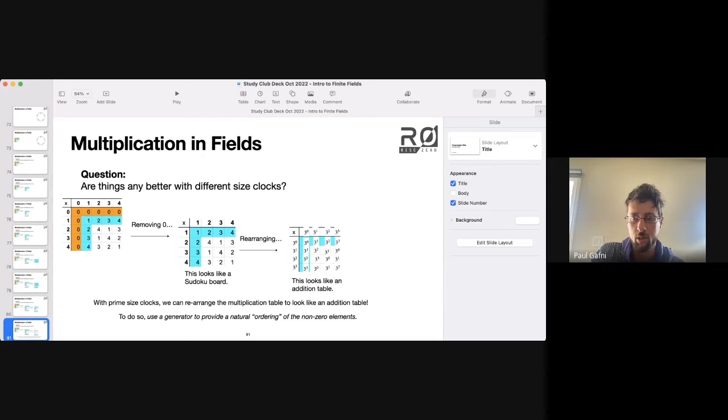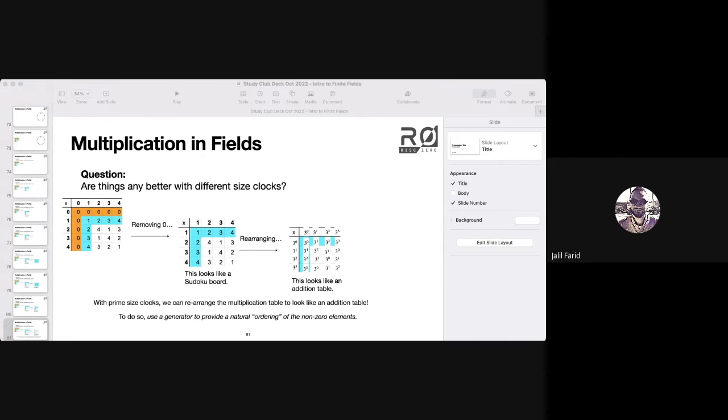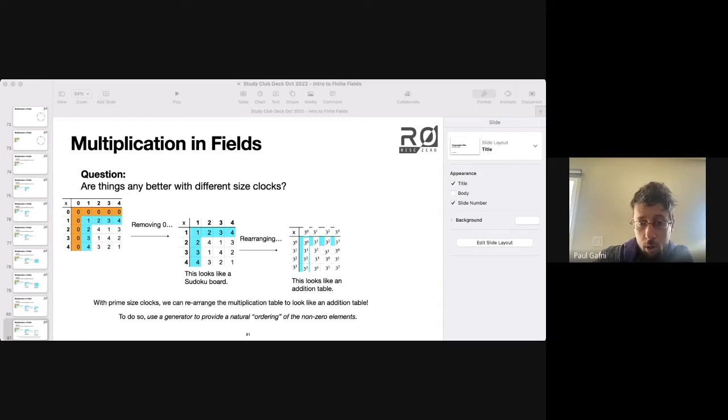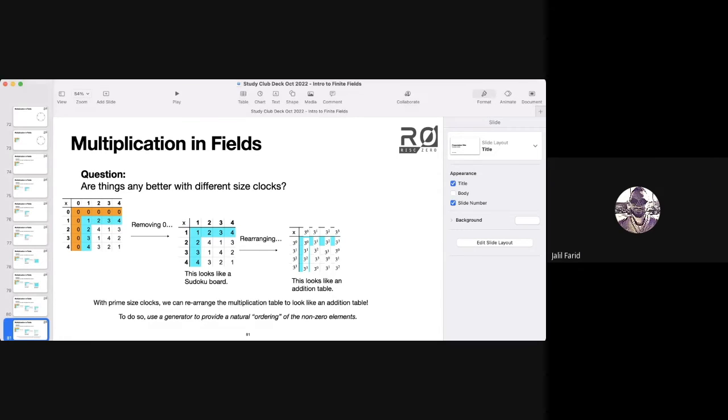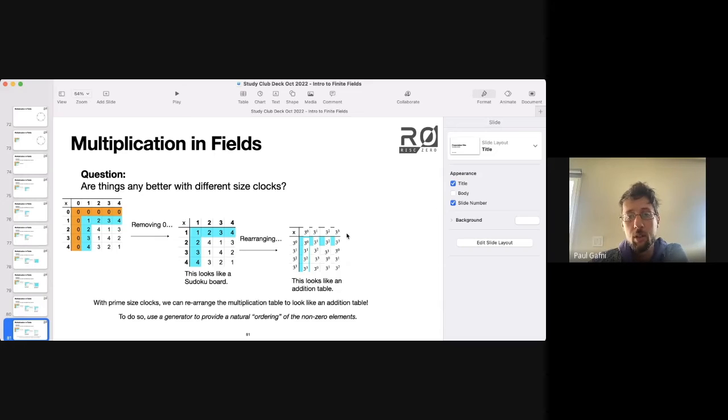Is there a question? Yeah, just a quick one. I'm not seeing the addition here. Could you kind of explain the addition? Sure. Where it's like an addition table? Yeah, absolutely.